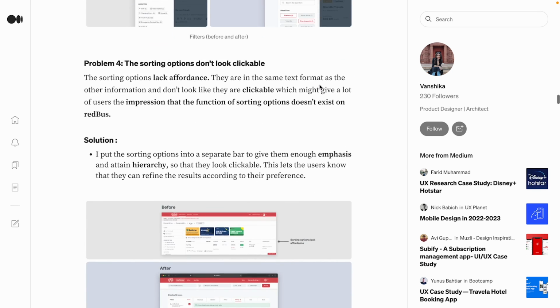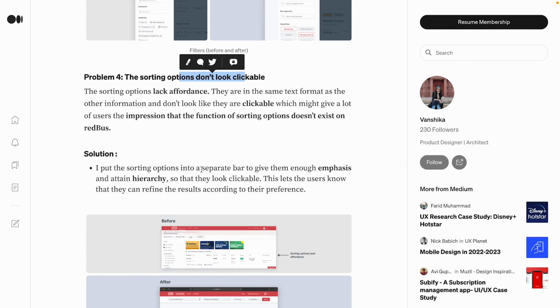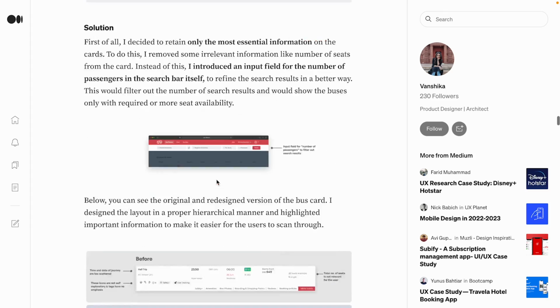If you go a little bit forward, so this is the fourth problem. The sorting options didn't look clickable, so she came up with the solution. Let's go a little bit deeper.